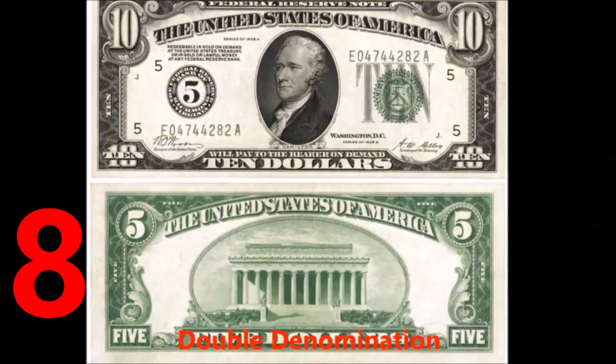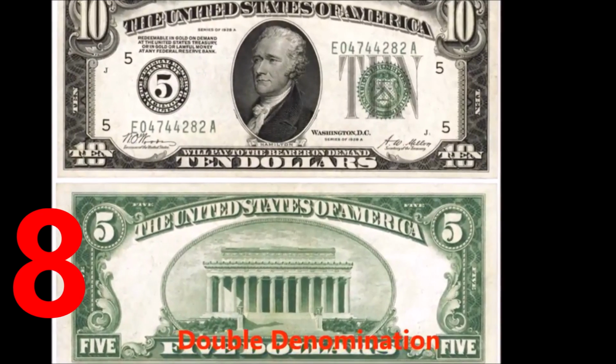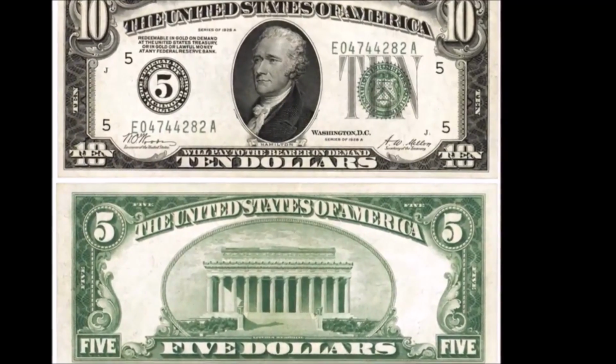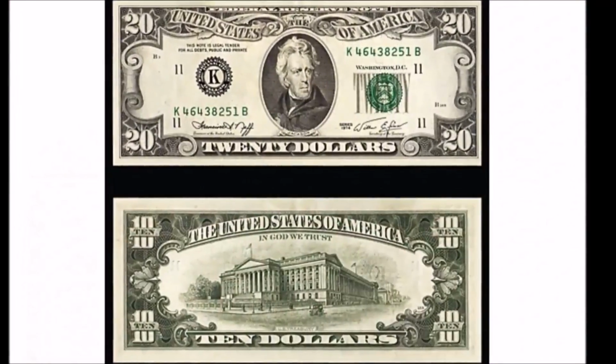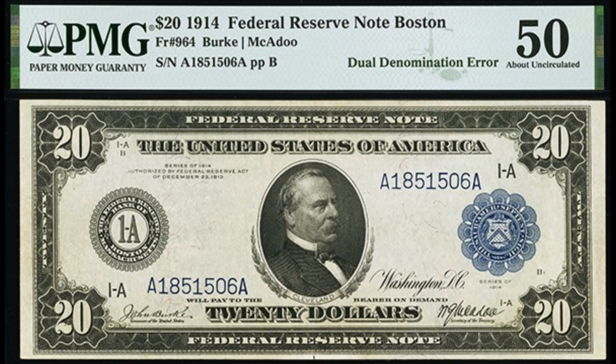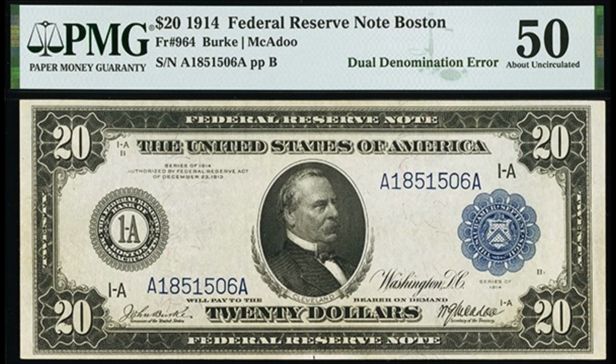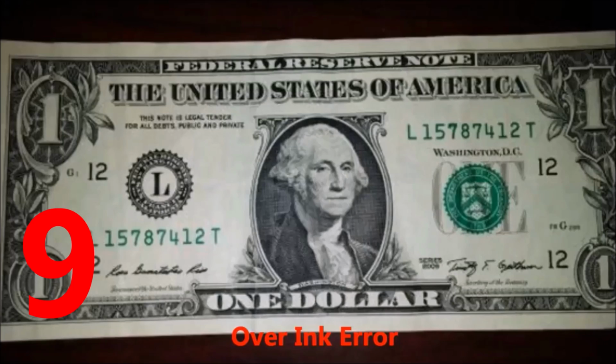The next error to keep an eye out for is sometimes referred to as the king of errors. This is a dual denomination error. It's pretty straightforward. The denomination on the front of the note does not match the one on the back of the note. An example of this is a 1914 $20 Federal Reserve note with a $10 back. This particular note sold in a Heritage auction in May of 2022 for over $40,000. The next error on this list is over-ink or ink smear errors.